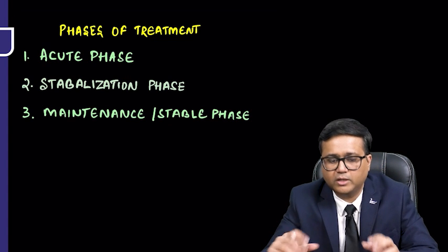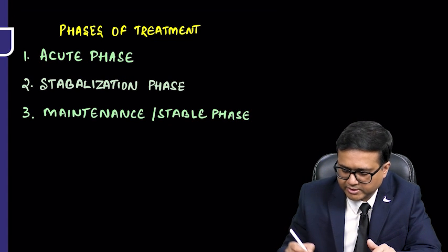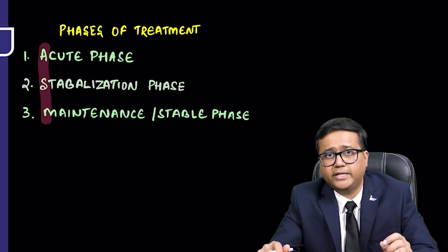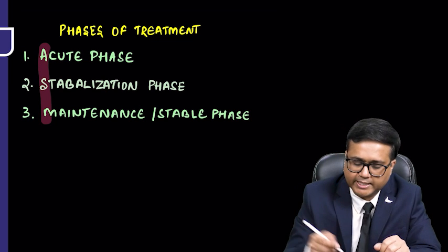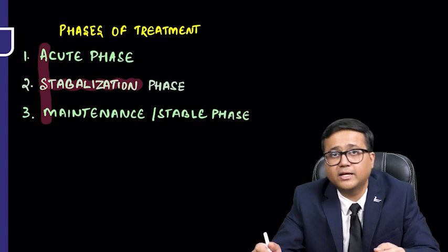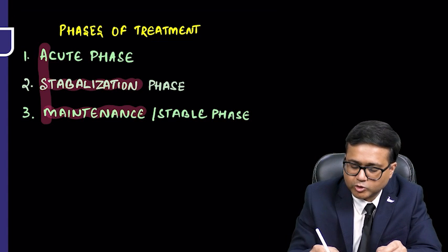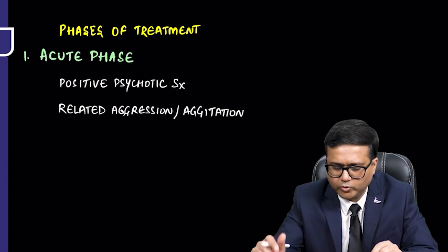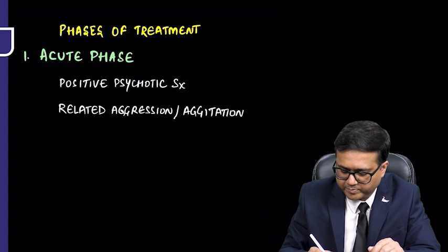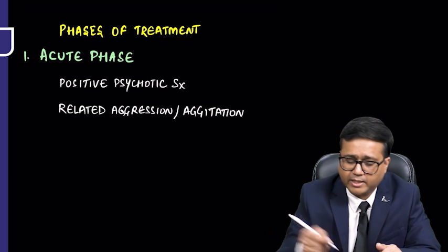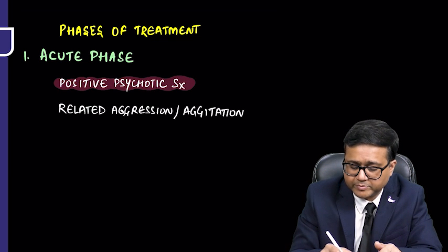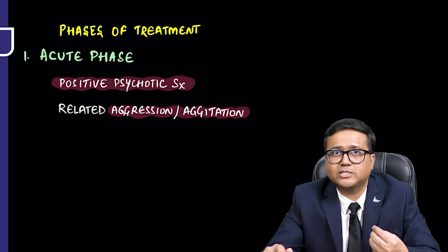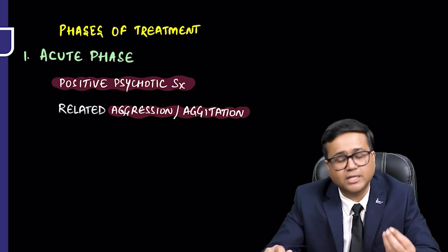Now let's talk about the phases. So there are 3 phases, and you can remember these phases with the mnemonic ASM. A, that is acute phase. Second is the stabilization phase, and M, that is maintenance or the stable phase. Let's talk about these phases one by one. Now, acute phase basically presents to us, patient usually has positive psychotic symptoms and there may be related aggression or agitation. So, immediate attention is usually required for these symptoms.